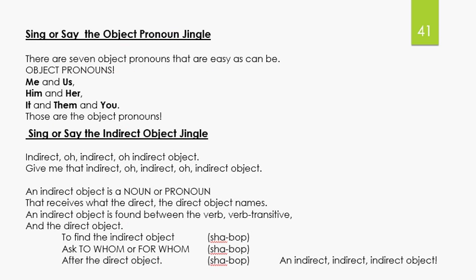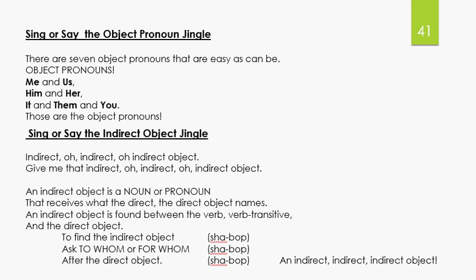So let's get started. Now, I'm not going to sing the object pronoun jingle to you because you would probably prefer I did not. So let's just say it together. There are 7 object pronouns that are easy as can be. And then you can yell out object pronouns. Me and us, him and her, it and them and you. Those are the object pronouns. So it's me and us, him and her, it and them and you.